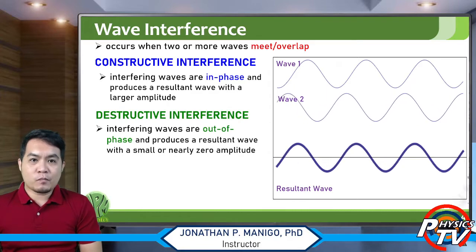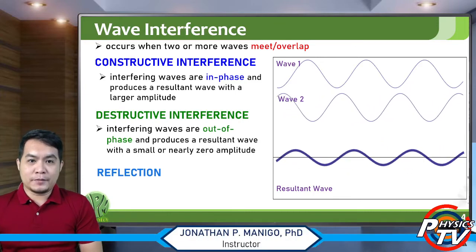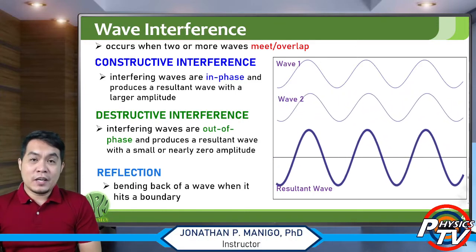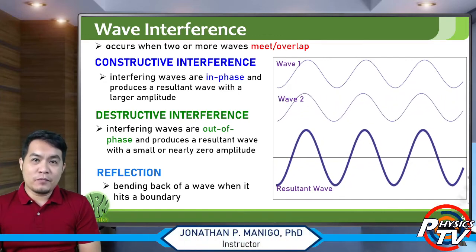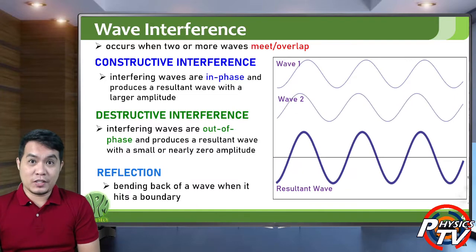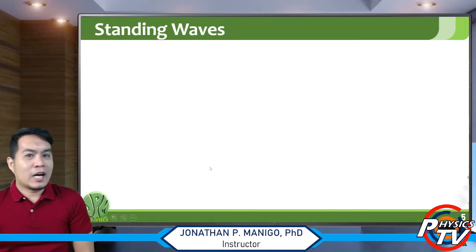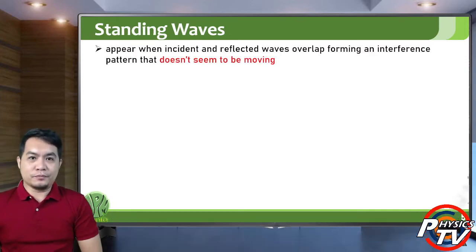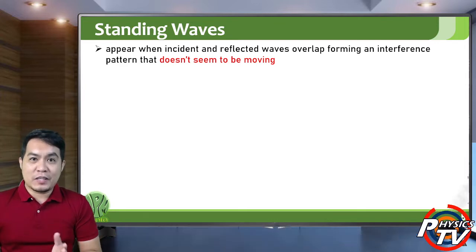Aside from interference, waves can also be reflected. Basically, wave reflection is just the bending back of a wave when it hits a boundary. When a wave hits a boundary, it will be reflected, and it will interfere with the original wave. When the incident wave interferes with the reflected wave, they can usually form standing waves. Not all of the time, but under specific conditions they can create standing waves.